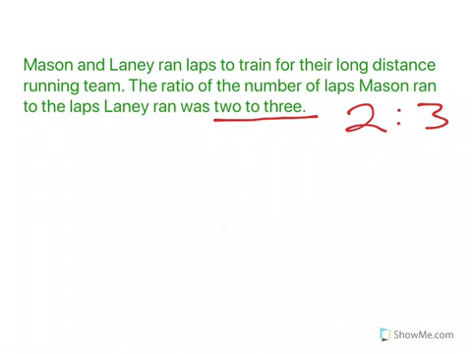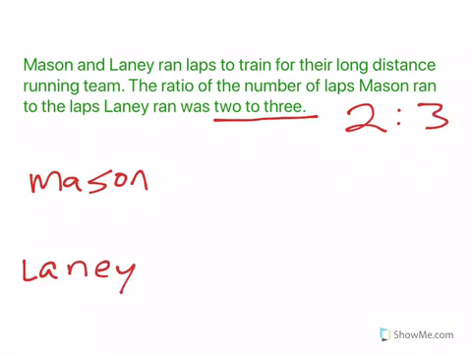So, if we're looking at the number of laps Mason ran to the number of laps that Laney ran, we're going to put them in that order. So for our tape diagram, Mason ran 2 laps. So I'm going to create my tape diagram this way. The reason I cut it into 2 sections is because he ran 2 laps for every 3 that Laney ran.